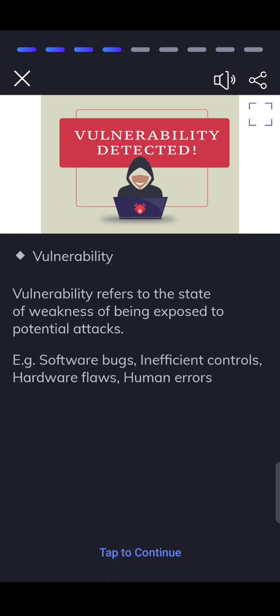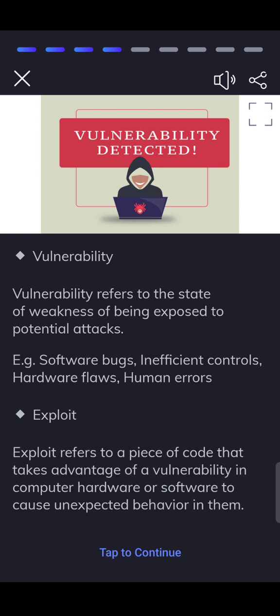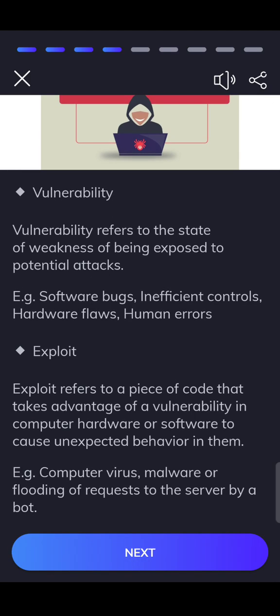Vulnerability. Vulnerability refers to the state of weakness of being exposed to potential attacks. For example, software bugs, inefficient controls, hardware flaws, human errors. Exploit. Exploit refers to a piece of code that takes advantage of a vulnerability in computer hardware or software to cause unexpected behavior in them. For example, computer virus, malware, or flooding of requests to the server by a bot.